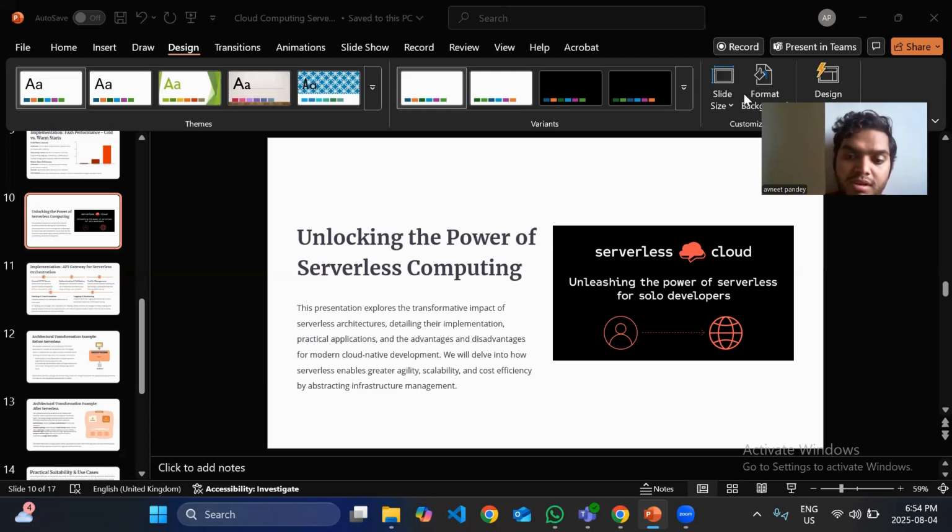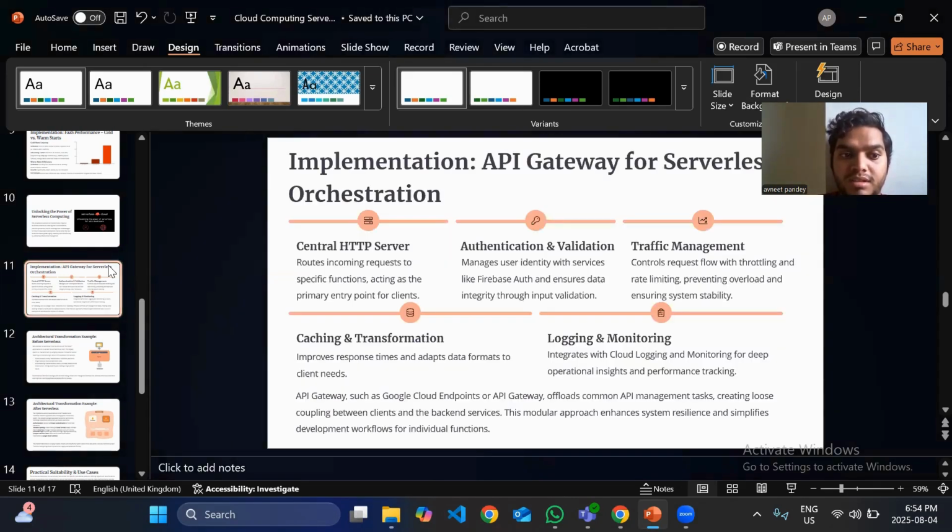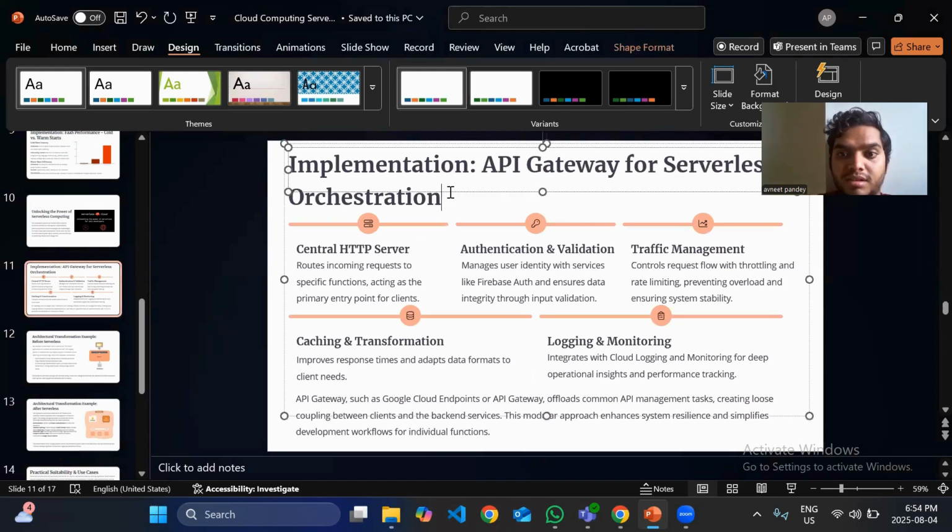One benefit is that they don't have to take care of the internal architecture of the function. They only need to focus on the functionality of those functions, writing the code, none other than that. The next thing, and the biggest benefit that the developers are getting, is serverless orchestration.